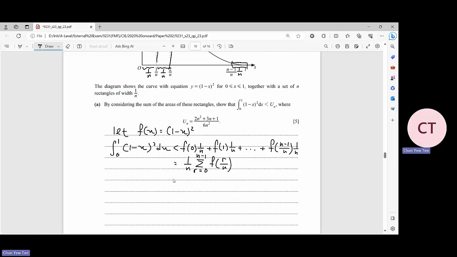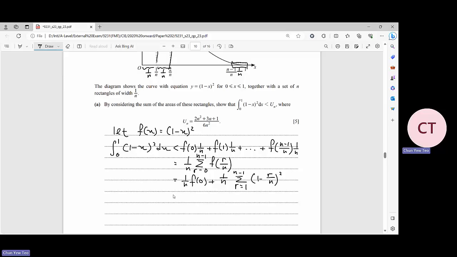Then we want the r to start from 1. Over here the r starts from 0. So we just need to split them up: 1 over n f(0) plus 1 over n times the sum from r equals 1 to n minus 1 of f(r/n). We can split them this way. To save space, I will straight away write f(r/n) as 1 minus (r/n) squared.